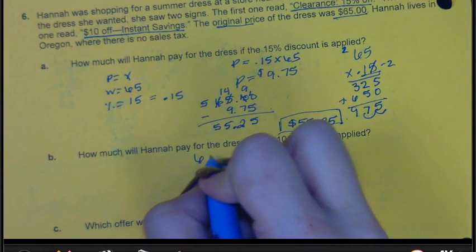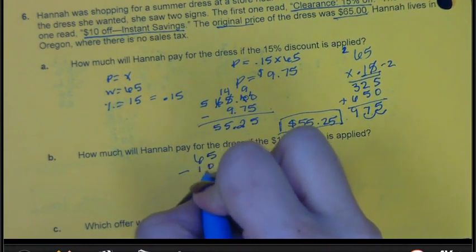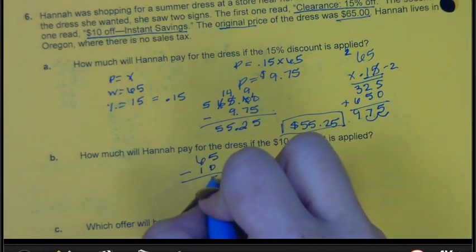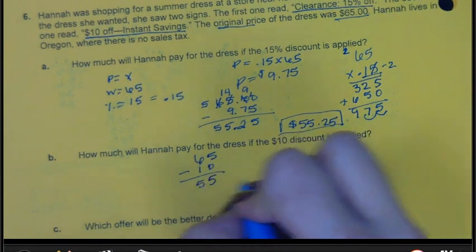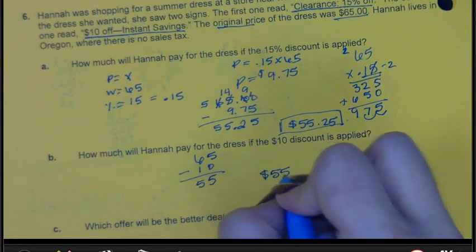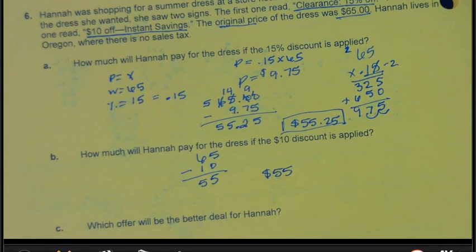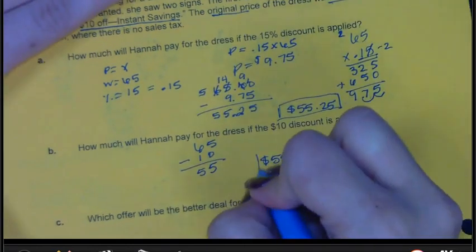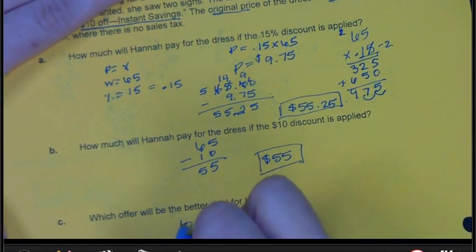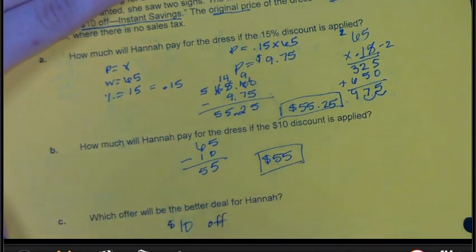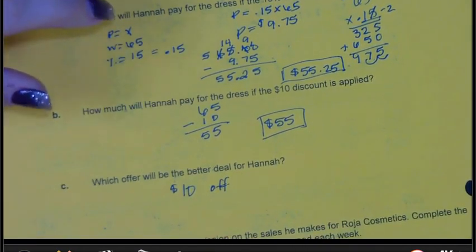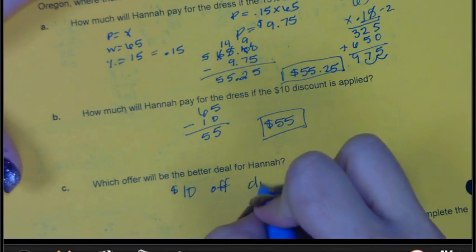All right, but let's say we want to use the $10 off discount. All we need to do is take our original price and subtract the $10. 5 minus 0 is 5. 6 minus 1 is 5. And the dress will be $55 here. Well, which one is going to give her the better deal? Did I do that right? Yes, minus 9.75. Yep, the one that's going to give her the better deal is the $10 off. Sorry, I was double checking my math up here. It's the $10 off discount.